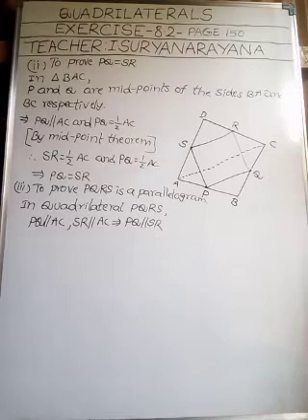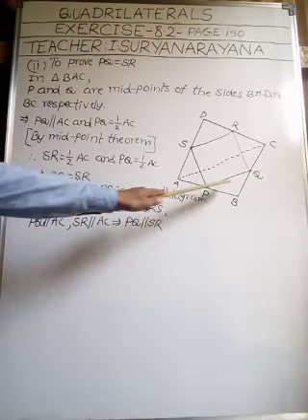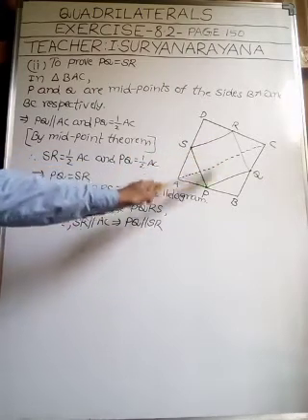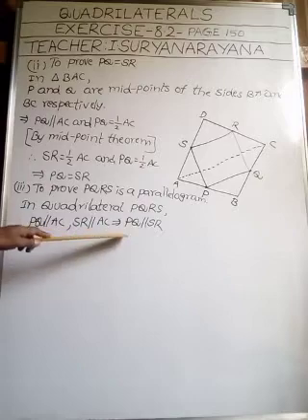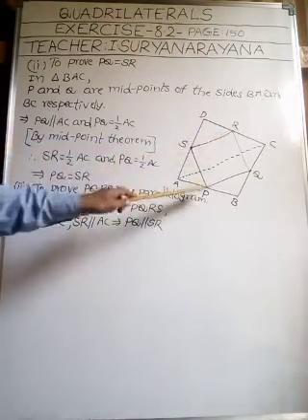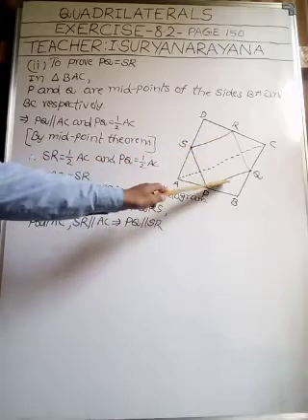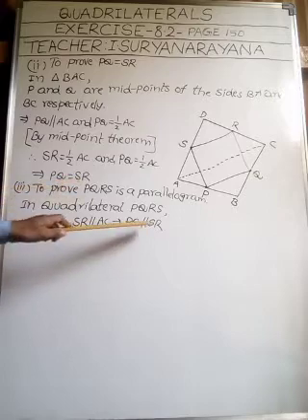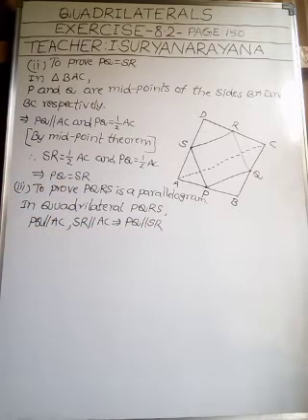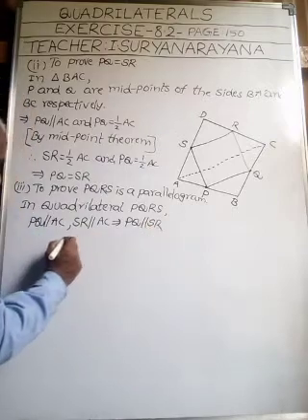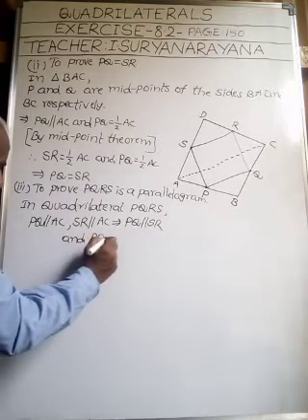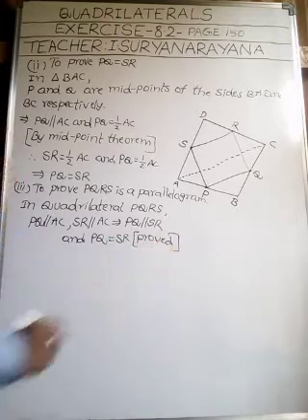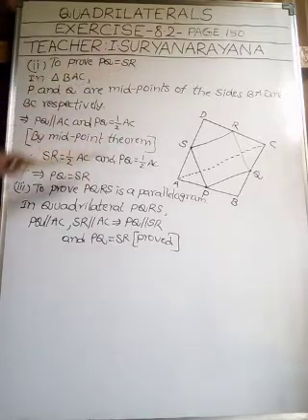Can we write this result or not, my children? This line is parallel to AC and this line is parallel to AC. Therefore, these two lines are also parallel to each other. Okay, my children. So in this quadrilateral, this pair of opposite sides are parallel, and moreover they are equal. PQ is equal to SR. In the third part of the question, we have proved PQ is equal to SR.